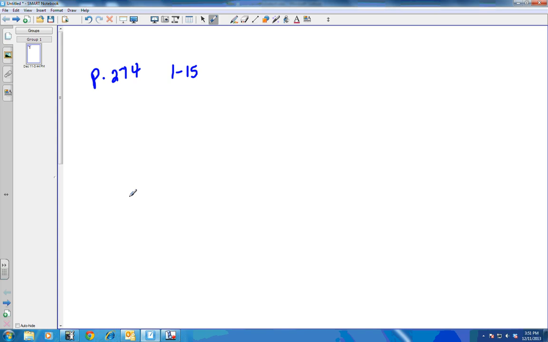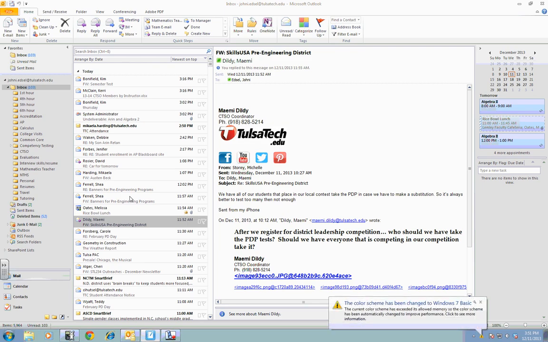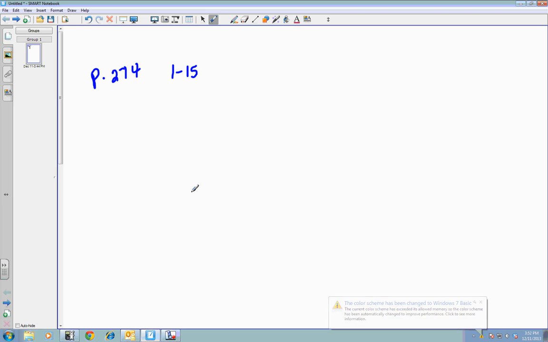This lesson talks about families of parabolas. We know that a parabola is formed when we graph a quadratic equation, which is what all of chapter 4 has been about. This just talks about transformations and when you change things on the equation, how it affects the picture of the graph. On page 274, we're going to start with problems 4 through 15, and then after you work problems 4 through 15, you can go back and answer problems 1, 2, and 3.